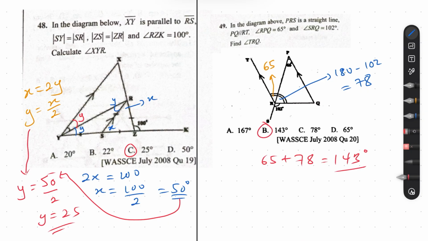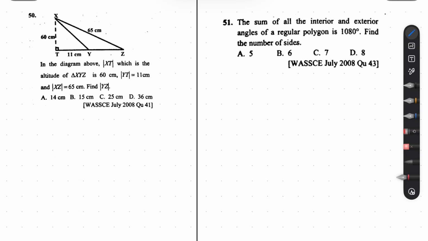Cool. All right, let's move on to the next question, which is question number 50. The question says, in this diagram above, the length of xt is 60. So this is 60, and then this base here, ty, is 11, and xz, which is the hypotenuse, is 65. Okay, so we want to find yz.